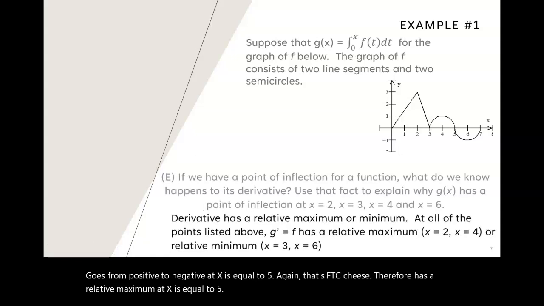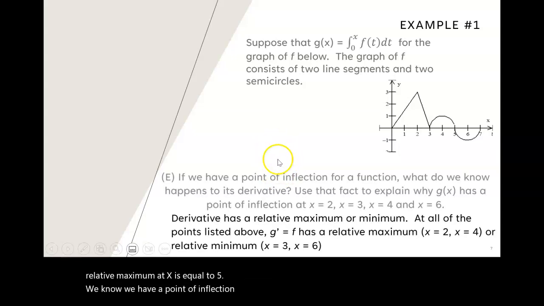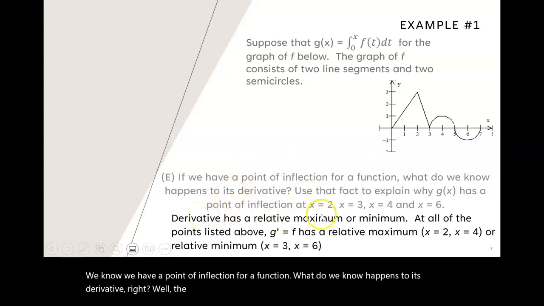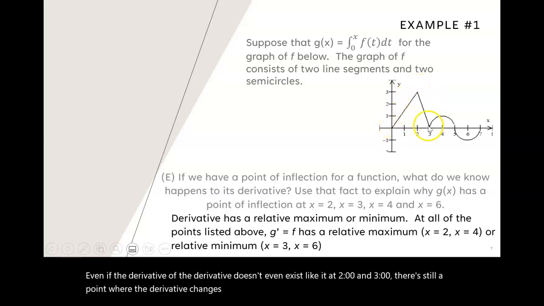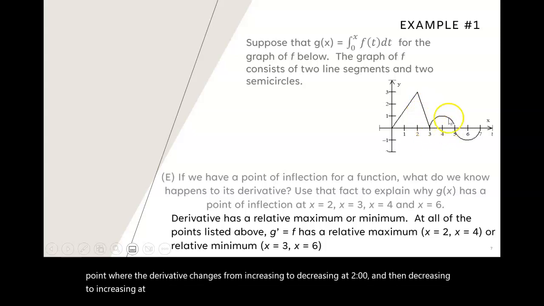If we know we have a point of inflection for a function, what do we know happens to its derivative? All right, well, the derivative is going to have a relative maximum or a minimum value. Even if the derivative of the derivative doesn't even exist, like at 2 and 3, there's still a point where the derivative changes from increasing to decreasing at 2, and then decreasing to increasing at 3. And then at 5, got all kinds of weird stuff going on.